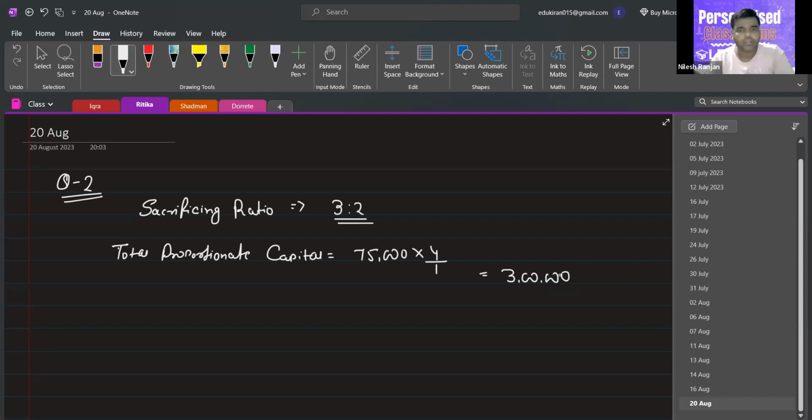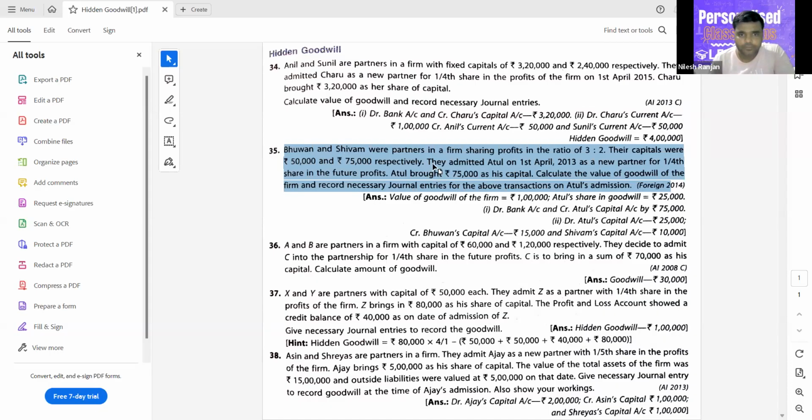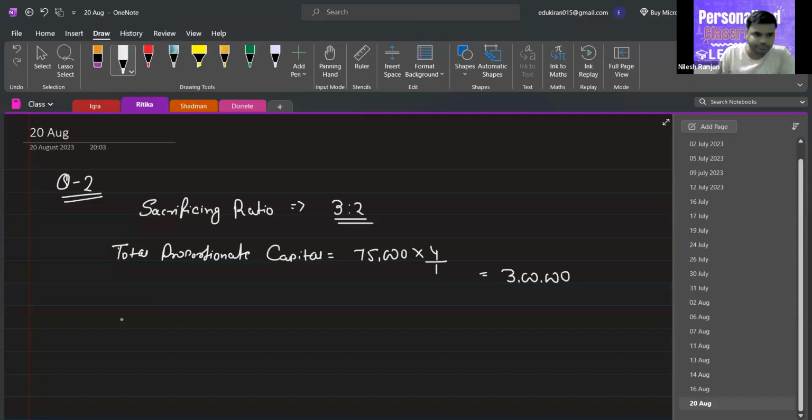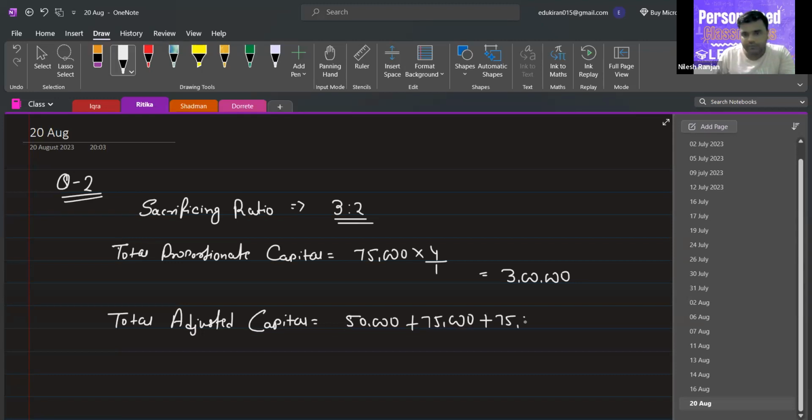And after this, the adjusted capital, there is no adjustment given in the question. So adjusted capital will be total of these 3 capital. So total adjusted capital will be 50,000 plus 75,000 and plus 75,000. So it is 2 lakh.